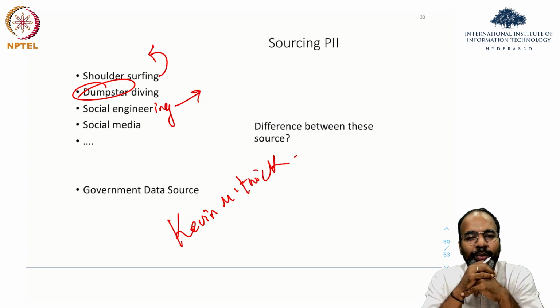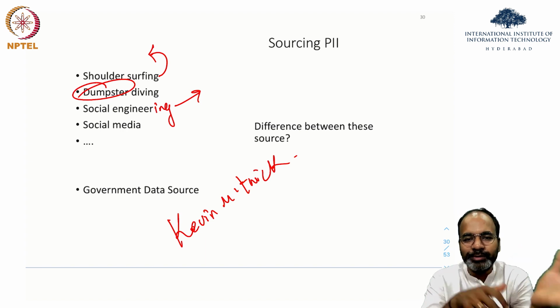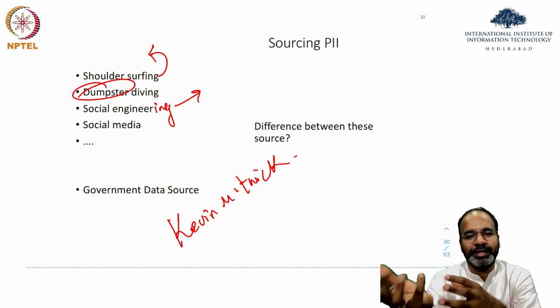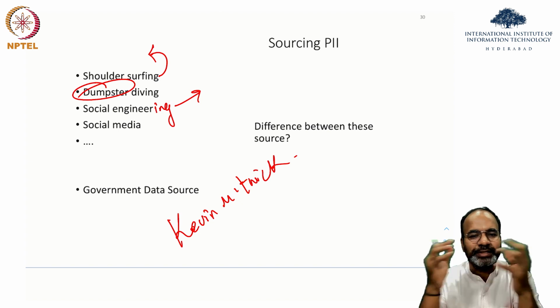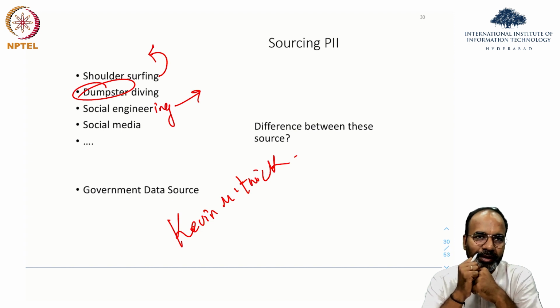One of the first known cyber criminals used a technique called social engineering: calling somebody, getting some details about person A, using that information to go to person B, getting some information about person C, putting them all together, creating a profile and using it. Social engineering is a way by which you can collect a lot of personal information.